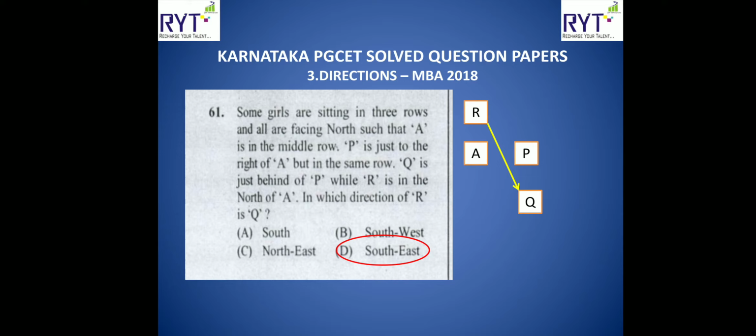Next Q is just behind of P. So if you observe the diagram carefully, behind P I have written Q, while R is in the north of A. North of A means in front of A. So in front of A I have put R. In which direction of R is Q? So we have to check from R to Q what is the direction. So if you observe our map initially, what I have told, this is southeast. So southeast, option D is the answer.